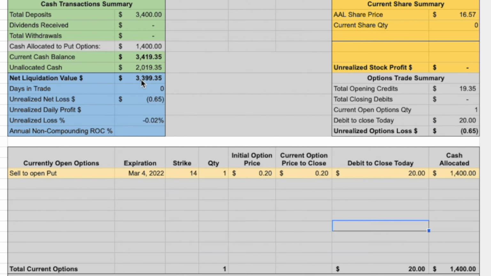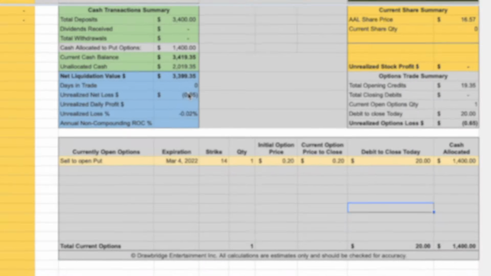The net liquidation value, if I was to sell this right now and cash out the trade, would be minus the 65 cents that I paid in commission fees. That's why this balance is different from $3,400 to $3,399. So I have an unrealized net loss of 65 cents if I was to open and then immediately close. As time goes by, if the stock doesn't drop below the $14 threshold, this is going to expire.